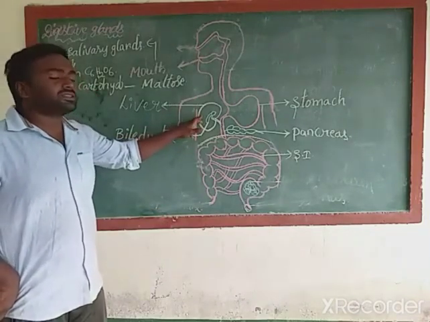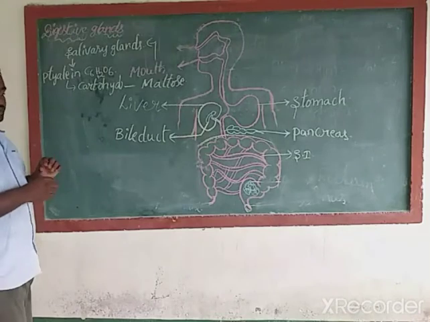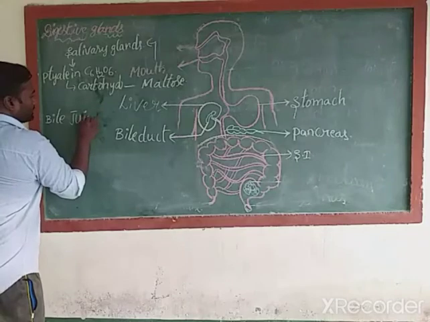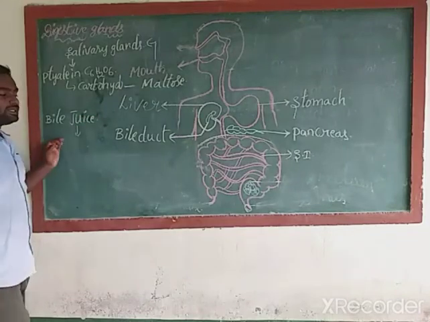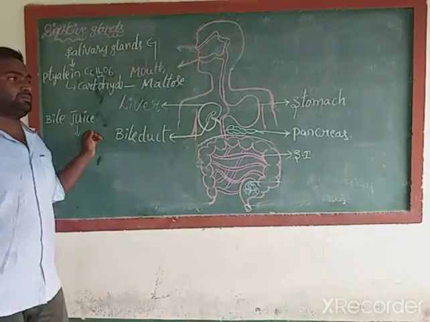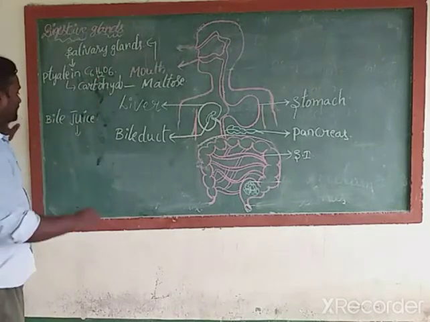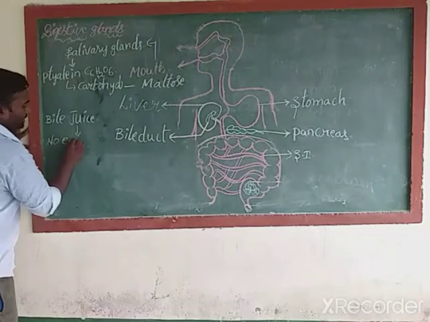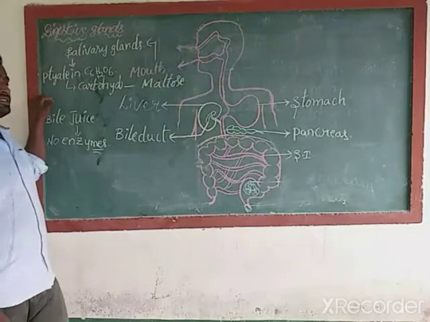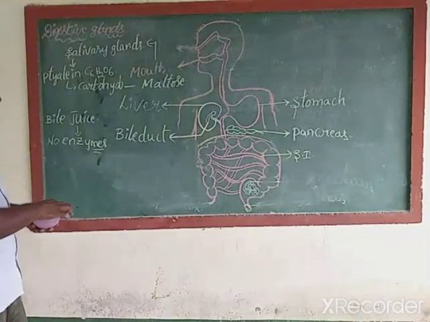Next we are going to discuss the liver. This liver secretes a juice. That juice is called bile juice. Liver secretes which juice? Bile juice. This bile juice has a special characteristic when compared to the remaining juices. Why? It doesn't contain any enzymes. But all the remaining juices contain some enzymes. Bile juice doesn't contain any enzymes.